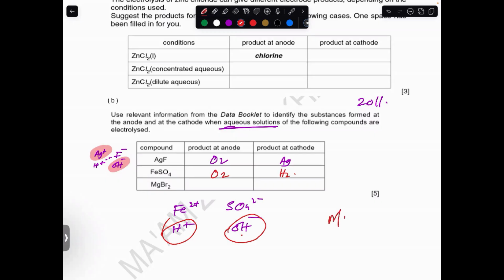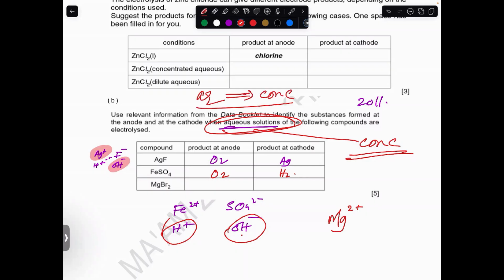Now it is MgBr2. They have not mentioned whether it's concentrated or dilute. So if this is not mentioned, go for concentrated always. Any aqueous is treated like concentrated only in electrochemistry. Otherwise, dilute only in electro. You'll get exactly the answer that is given in the mark scheme. But that is only in electro. Otherwise, aqueous means dilute.